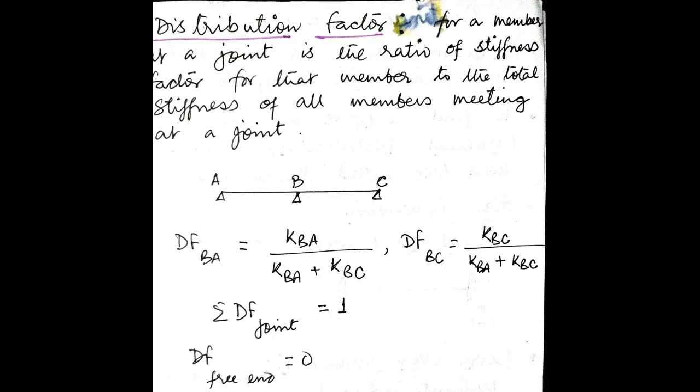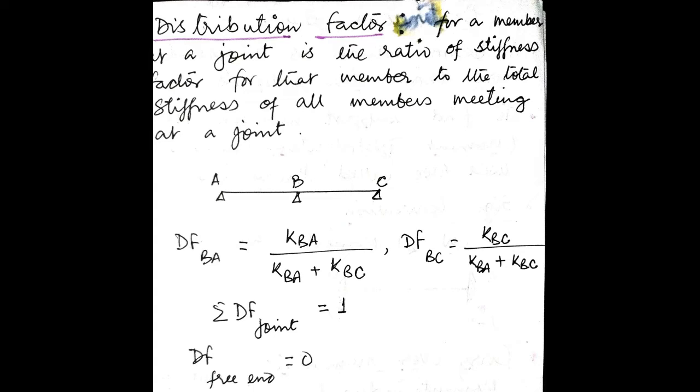Next, very important, before starting of the moment distribution table, we should know what is distribution factor. Distribution factor or DF. First of all, you remember that it is defined for a joint. Correct. So distribution factor for a member at a joint is the ratio of the stiffness factor for that member to the total stiffness of all the members meeting at a joint. So this is the technical definition, but let us understand it. Suppose ABC is a continuous beam. So why is it a continuous beam? Because there are more than 2 supports. Okay, so this is a continuous beam.